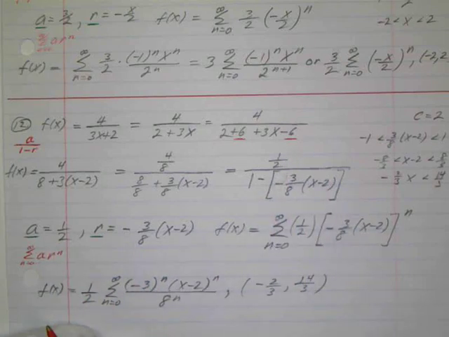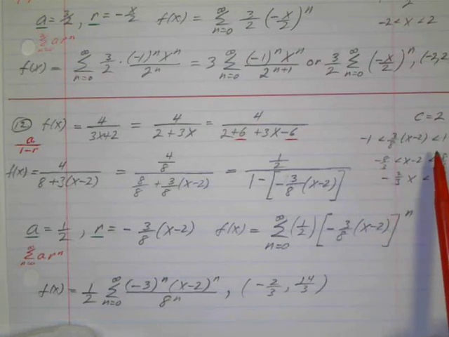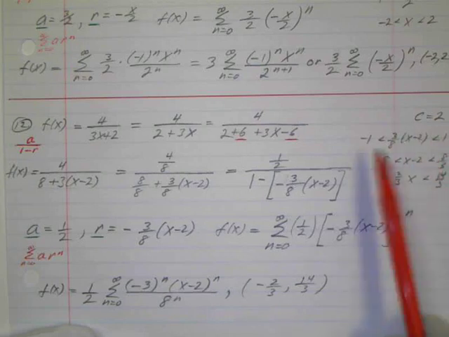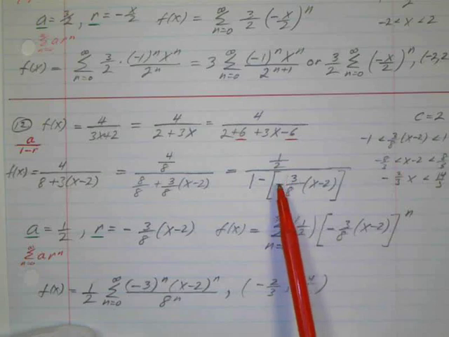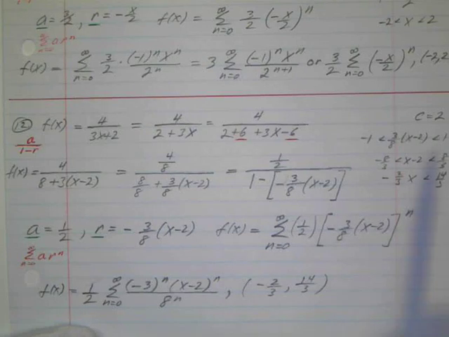Now we can find the radius of convergence just by finding what values of x will make the absolute value of r less than 1, which means r is between negative 1 and positive 1. It doesn't matter on this negative side, because when we take the absolute value, that's going to go away anyway. It's going to become positive. So this is what we have.